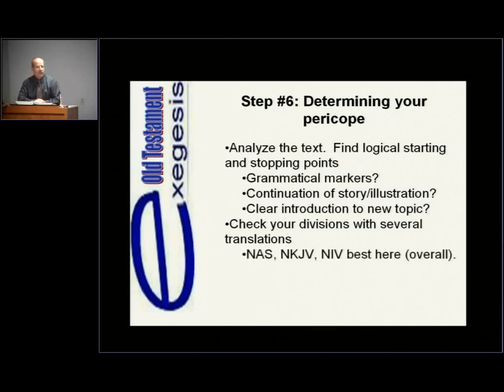Here are the three that actually are the best in identifying pericopes: the New American Standard, the New King James, and the NIV actually does a pretty decent job as far as identifying sections and pericopes. I like the way they laid the text out and clearly identified the beginning of a new paragraph. So you can use that.